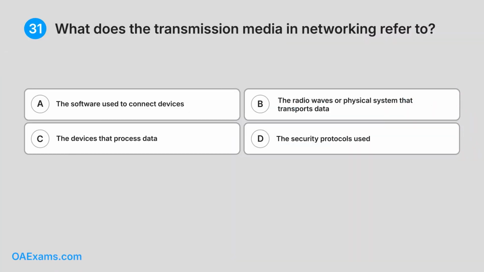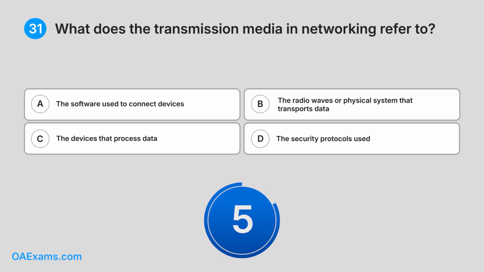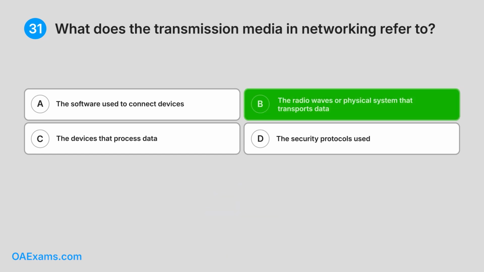31. What does the transmission media in networking refer to? A. The software used to connect devices. B. The radio waves or physical system that transports data. C. The devices that process data. D. The security protocols used. What do you think is the answer? Correct answer: B. The radio waves or physical system that transports data.